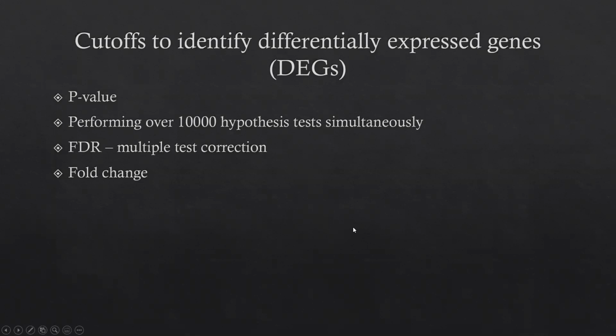So if we use a standard p-value cutoff like 0.05, which people normally use, then we expect 500 genes to be deemed significant by chance. That's the reason why we need to do multiple test correction to control the overall type 1 error. One common method people use for multiple test correction is a false discovery rate adjustment. That's also the way we did in our analysis.